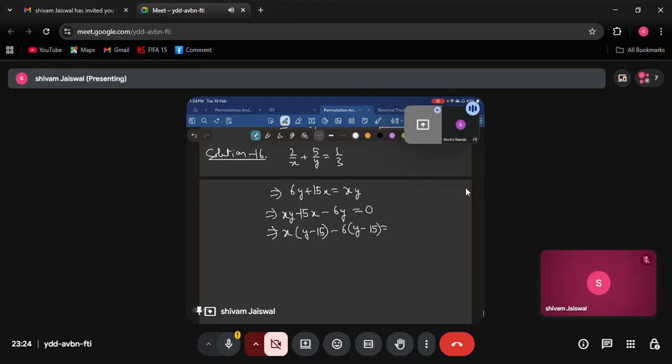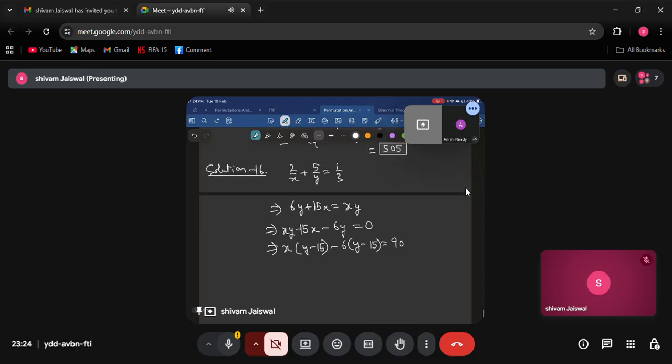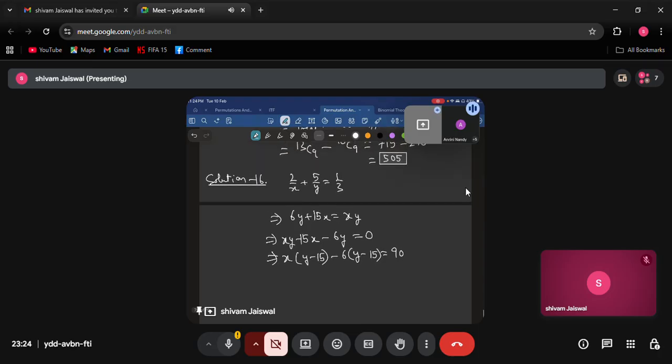Because I need to factorize this. Tell me, are you people getting it, or should I explain again? I have added 90 on the left hand side and on the right hand side so that I can factorize the left hand side. Tell me, is it clear?